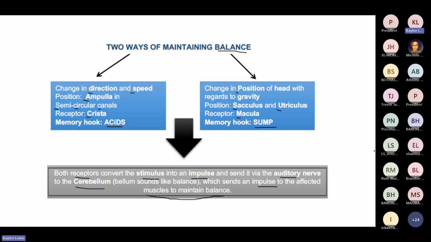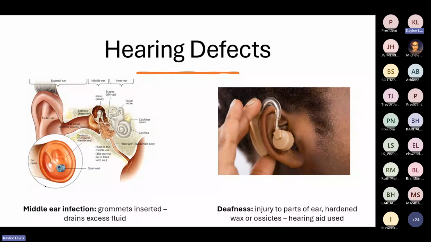So there are 2 hearing defects that you must know, and how do we essentially treat it? So we have hearing defects. The first one is middle ear infection. Here you might have excessive fluid, or your pressure's not being equalized. So they insert a little open tube called a grommet. The grommet is inserted into your tympanic membrane, and that will allow fluid to drain out of your middle ear, and it also helps to equalize any pressure.